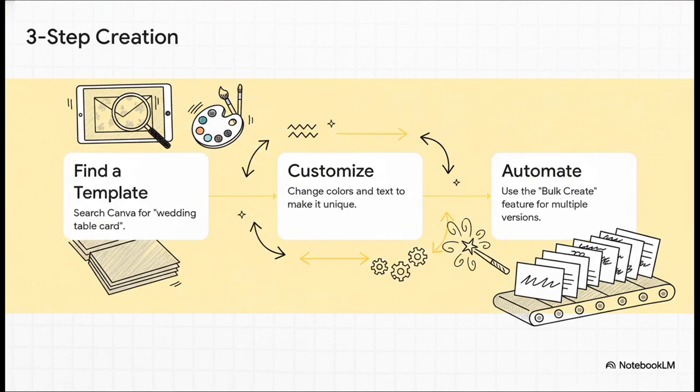It's just 3 steps. You find a template that's already in Canva, you tweak the colors and text to make it your own, and then, this part is seriously like magic, you use a feature called Bulk Create to automatically generate like 100 of them in seconds. This is how you create massive value with almost no effort.